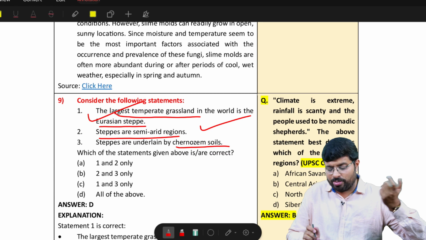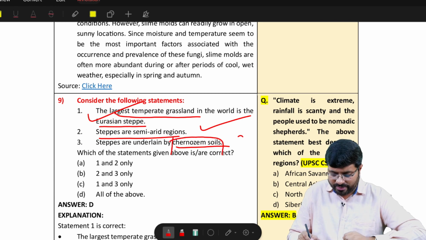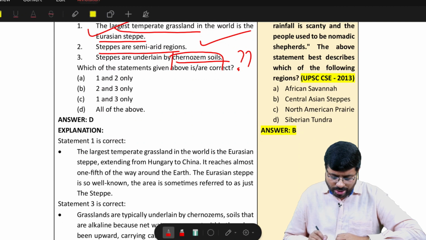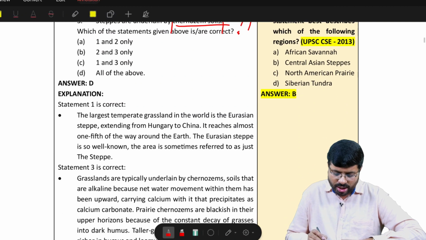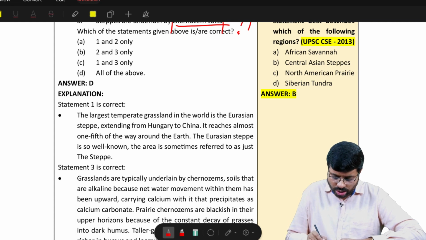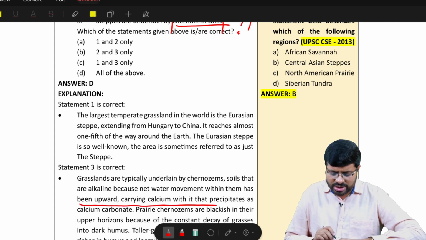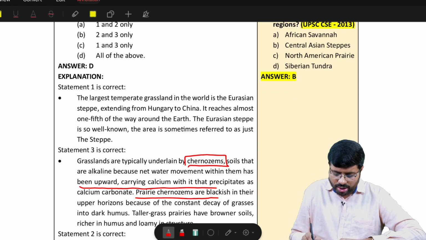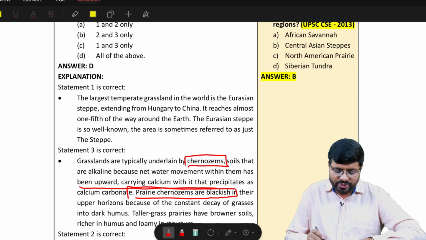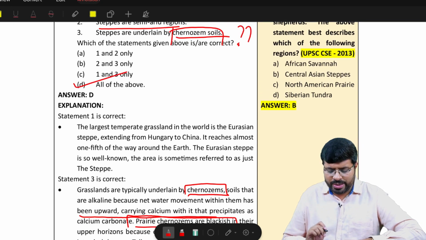You might know, you might not know, this is a question mark. Yes, Chernozem soils, because you will have less water movement and some kind of upward movement here, through which a special type of soils is developed, which are called Chernozems. That is where the prairie Chernozems, which are very blackish, are found in the USA. With this, the answer should be all of the above.